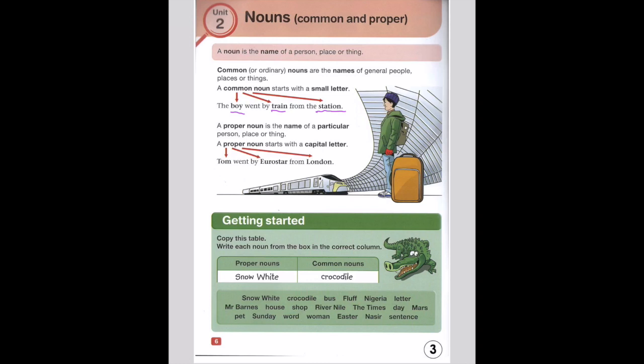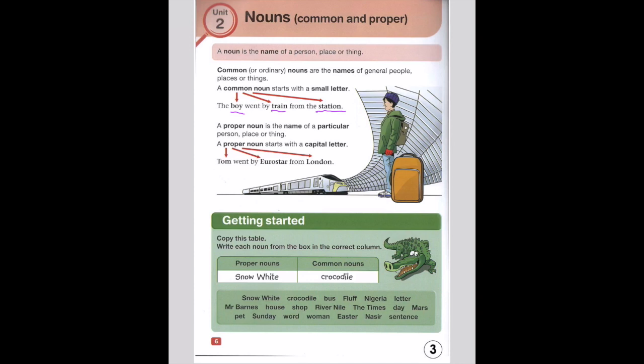So today's lesson is on nouns, specifically common and proper nouns. If you remember from your previous studies, a noun is a person, place, or thing, or the name of a person, place, or thing. The two types of nouns we're going to be going over today are common nouns and proper nouns. Common nouns are the names of general people, places, or things. They're not specific names, they're just people, places, or things.